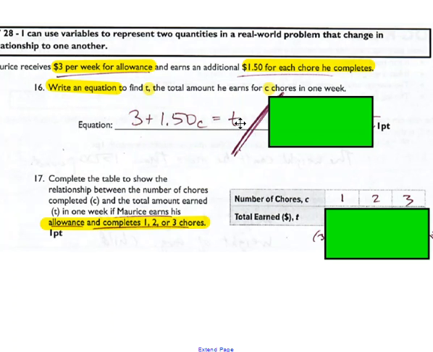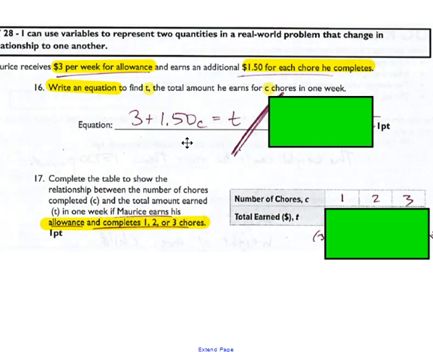Okay, his total earnings, that's T, that's determined by his weekly allowance plus $1.50 times the chores. Okay, if he did 1 chore, it's $1.50 times 1. If he did 5 chores, it's $1.50 times 5, whatever.